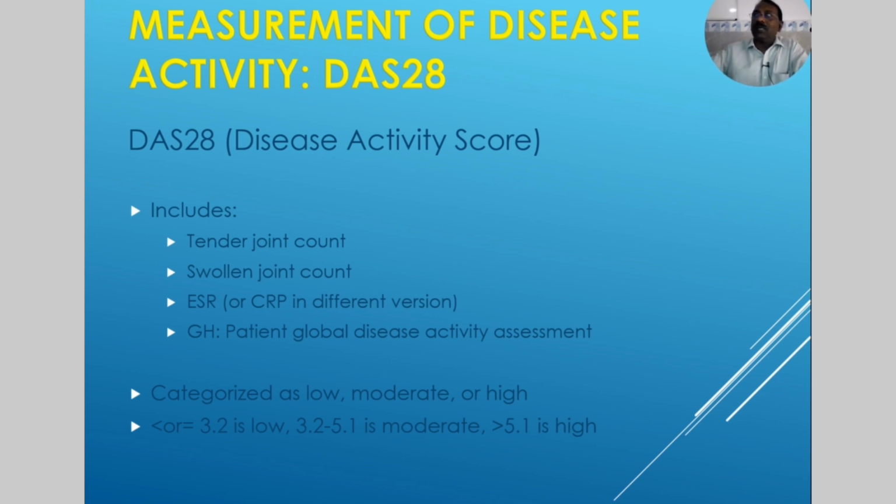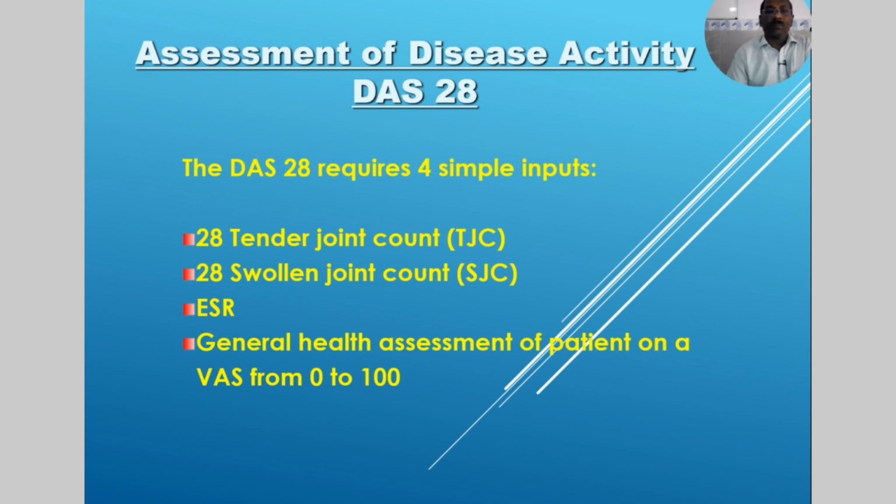Suppose the joint tenderness is very high, the swollen joints are very high, ESR is very high. So is the disease activity severe or mild? Obviously severe. So when there are no tender joints, no swollen joints, and the ESR is very low, then the disease activity score is low. The disease is mild, is in remission.